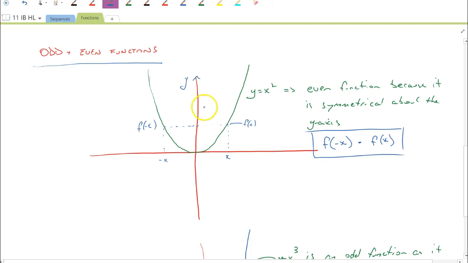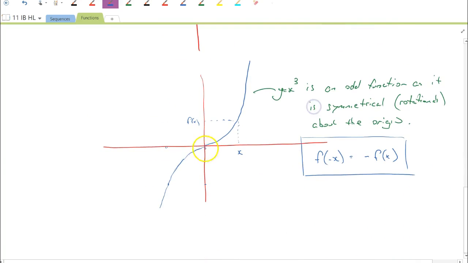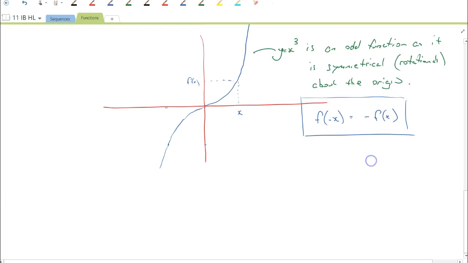I'll work it out. So symmetrical about the y-axis, line symmetry, that makes it even. Point symmetry or rotational symmetry around the origin gives us an odd function, and in terms of its algebra, when we sub in minus x, we get minus f of x. So let's have a look at an example or two.